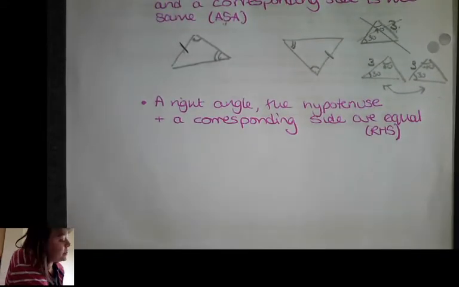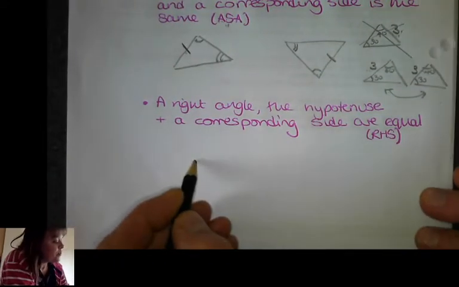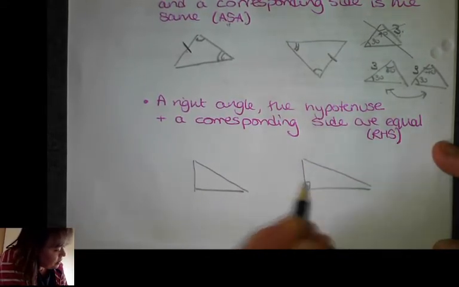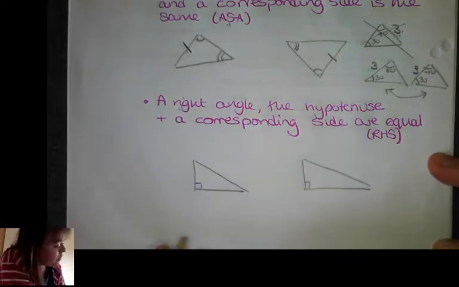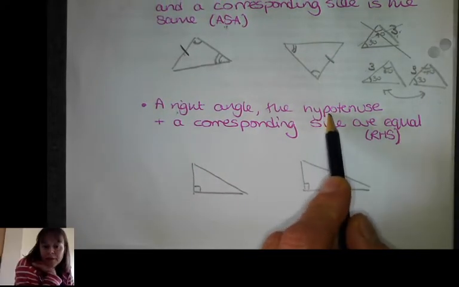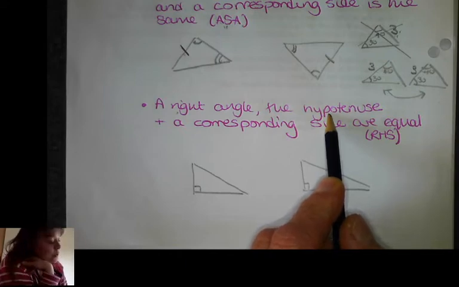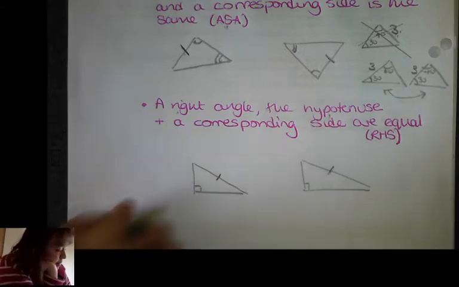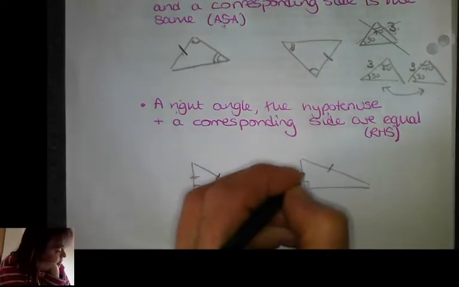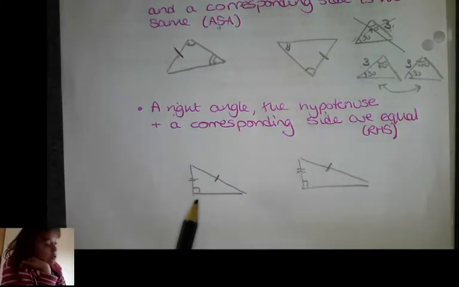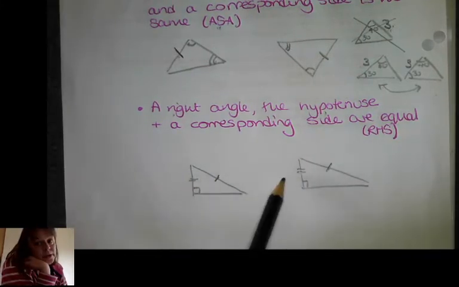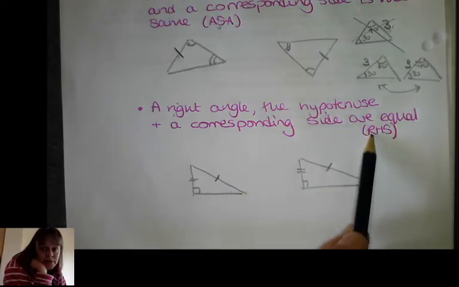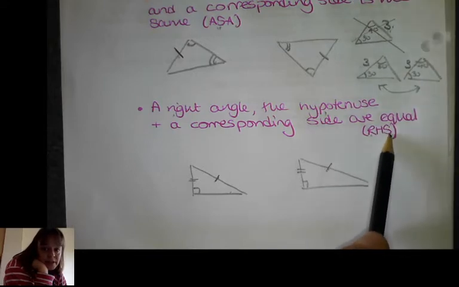And lastly, let's do this one. This one's the easiest one to spot, but we tend to forget about it because we're too busy doing the other ones. So if I can see a right angle, the hypotenuse, now remember when we did Pythagoras, hypotenuse is just the longest side in a triangle. So if they've given me the hypotenuse and I know that they match, and they give me any other side in the triangle as long as they give me the same number, if I've got right angle, hypotenuse and one other side, then I know that these 2 triangles are the same, and the rule I'm using is this one, right angle, hypotenuse and side.